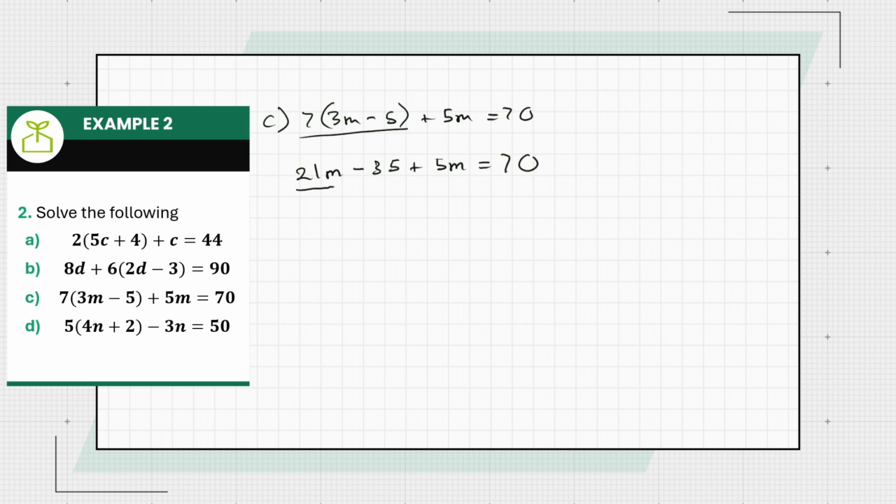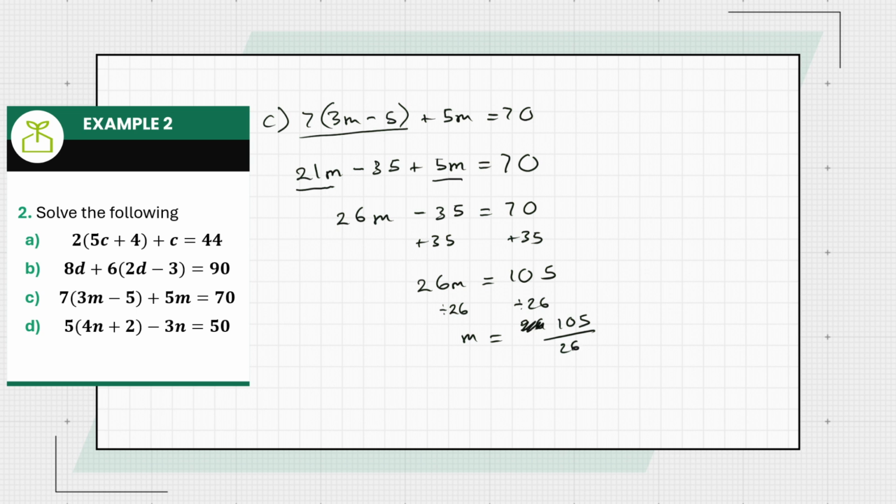Now we're going to add our like terms, 21m and 5m, and we're going to get 26m minus 35 is equal to 70. Add 35 to both sides, and you're left with 26m is equal to 105, and then divide both sides by 26, and you're left with m is equal to 105 divided by 26.